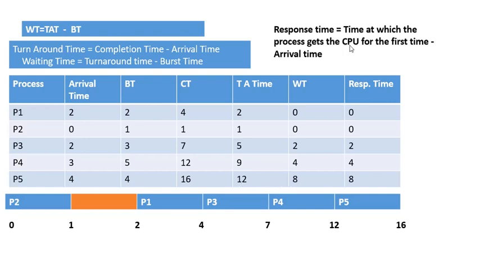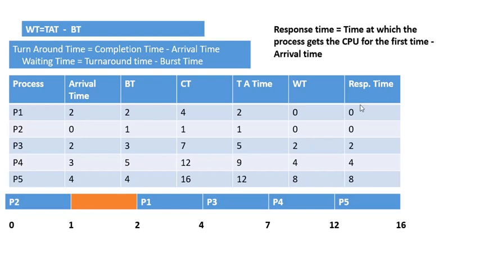And response time is the time at which the process gets the CPU for the first time minus arrival time. For P1, the first time it gets the CPU is at 2, and its arrival time is 2, so 2 minus 2 is 0. P3 first gets the CPU at 4, and its arrival time is 2, so 4 minus 2 is 2. Here for P4, 7 minus 3 is 4, and here 12 minus 4 is 8.